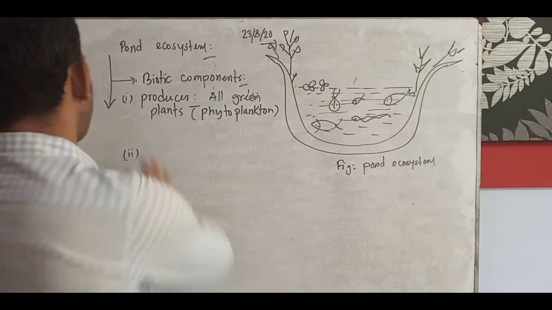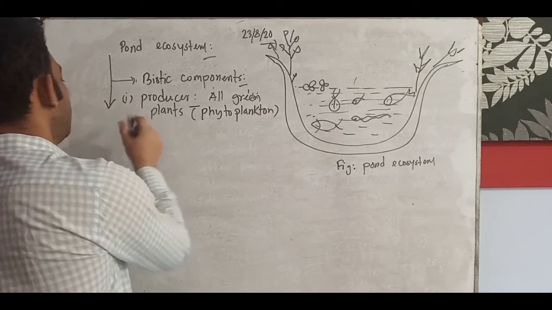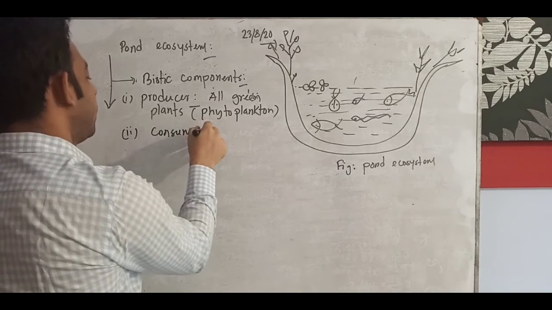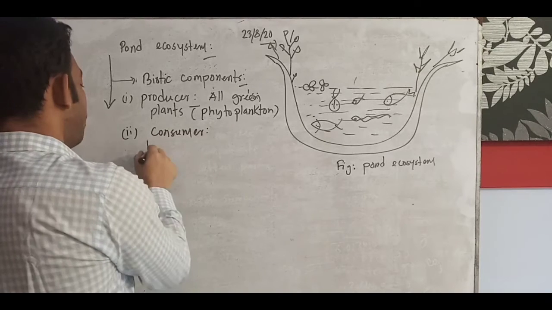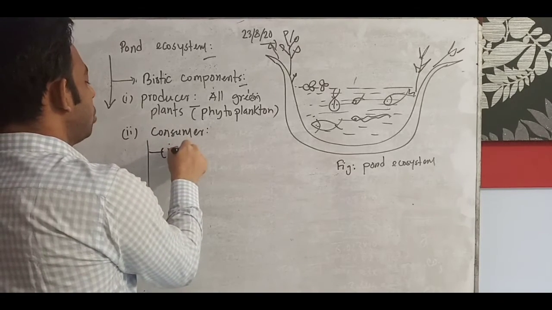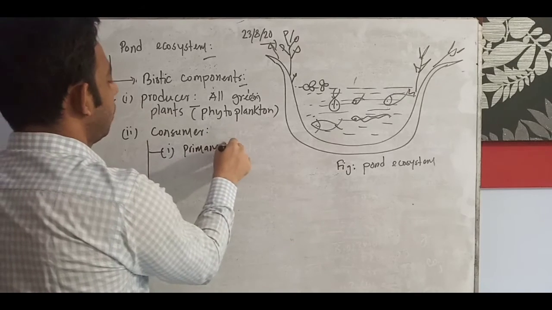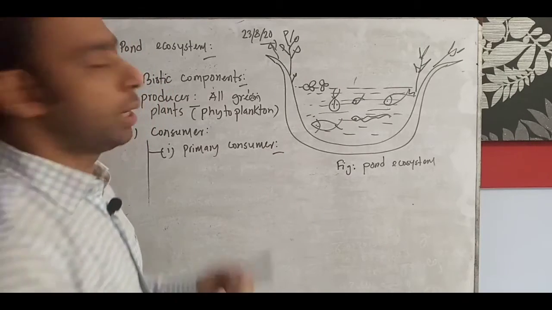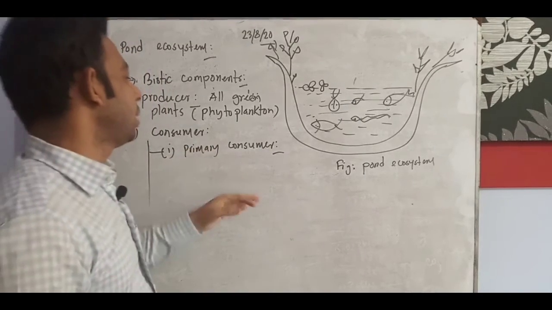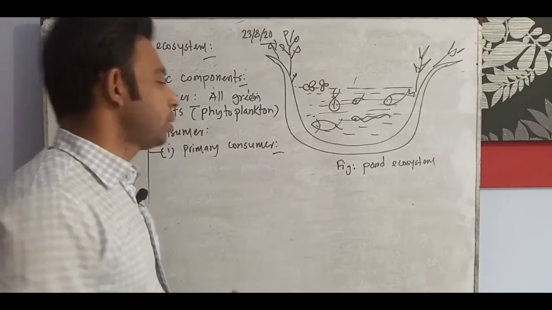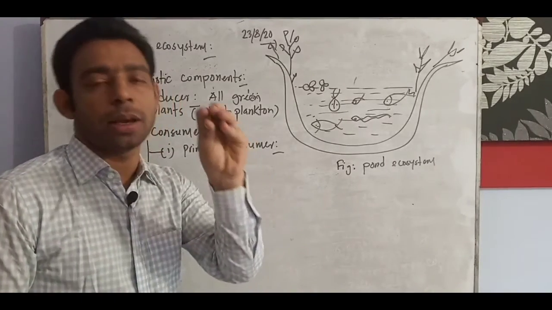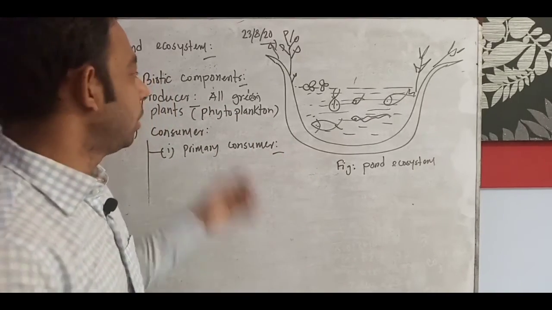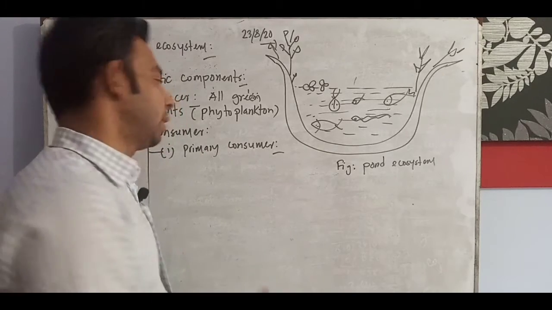Now the second point is the consumer, and consumers are of three kinds. First, primary consumer. A primary consumer is a consumer that directly depends on the producer. The phytoplankton is a small tiny plant, and zooplankton are those that directly live on phytoplankton.